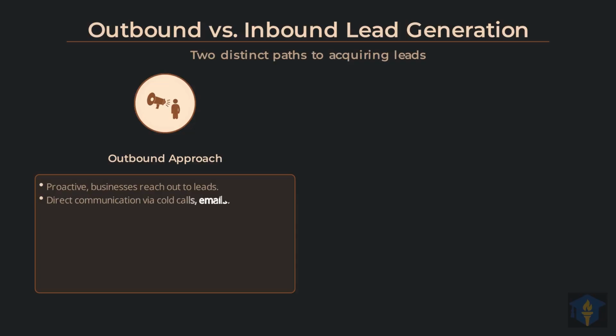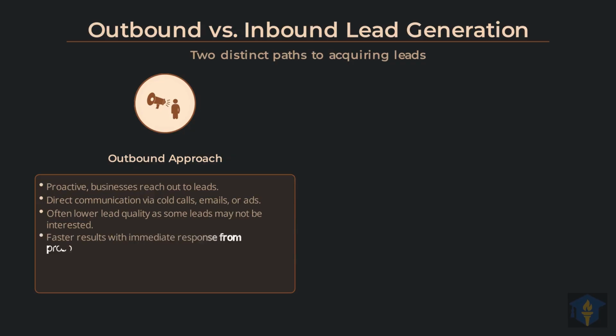This often involves direct communication methods like cold calls, targeted emails, or traditional advertisements. You might find lower lead quality here, as some recipients may not have expressed prior interest in your offerings. However, outbound can yield faster results, as you often get an immediate response from prospects. A potential downside is that this approach can sometimes feel a bit intrusive to potential customers.